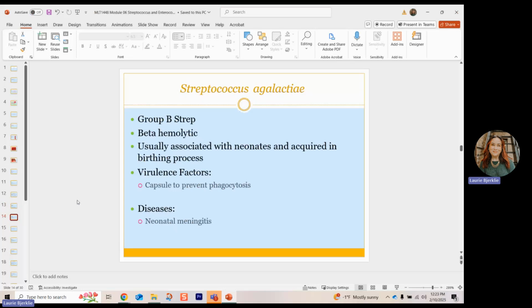Otherwise, there is risk that it is passed to the infant and it causes neonatal meningitis, which is extremely serious and can cause the baby's death. So it is important to always have that screening done as part of pregnancy to look for strep agalactiae. And one of its main virulence factors is that it has a capsule that prevents phagocytosis. What I think here is, I always think group B for baby. So I link it to causing that neonatal meningitis. Group B for baby is how I always think of it.